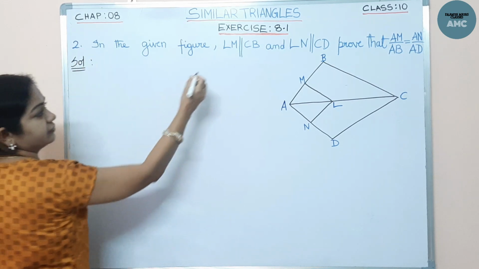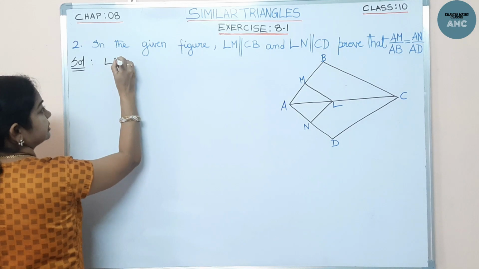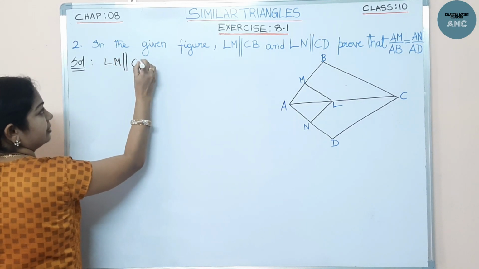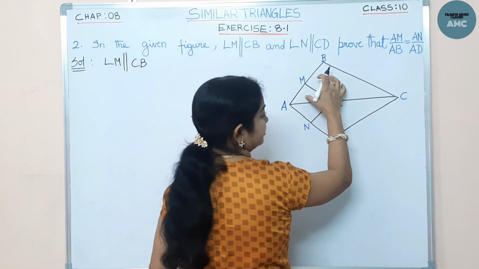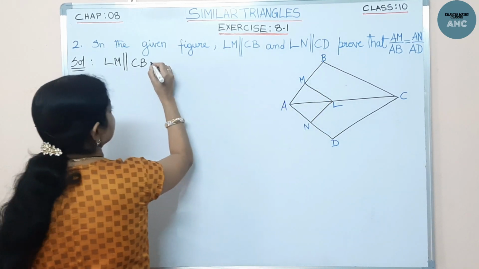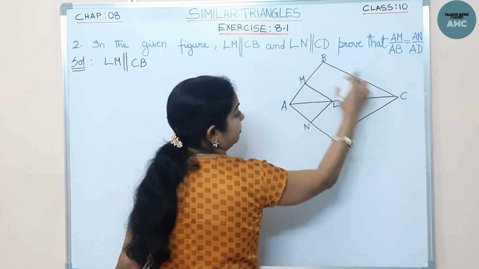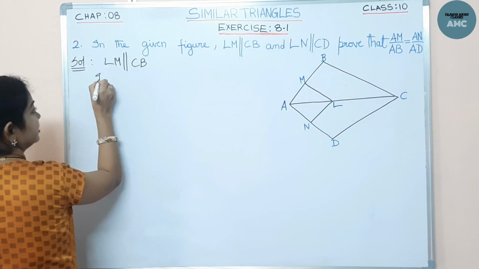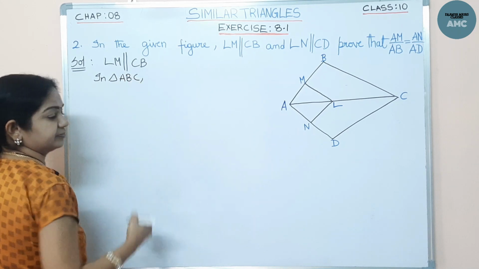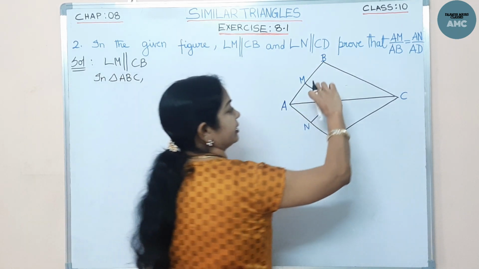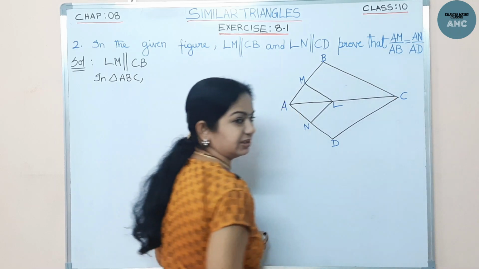Now what is given? We know that LM is parallel to CB here. Now see here, consider only this triangle ABC. Here in triangle ABC, given that line LM is parallel to BC.